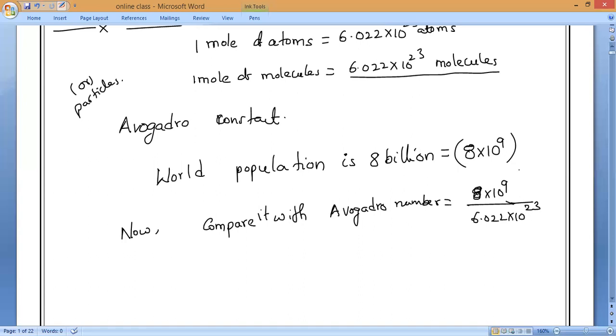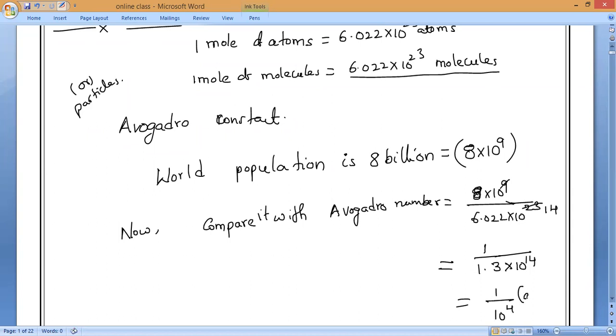How much will it come to? Tell me, everybody. 9 will go, and how much is remaining? I think 14 is remaining. Is it right, everybody? Please respond. So now 8 divided by 6.022, approximately, you will get 1 by 1.3, into 10 power 14. So this much will come. Approximately, let me take 1 by 1.3 as 1. So it is 1 by 10 power 4.